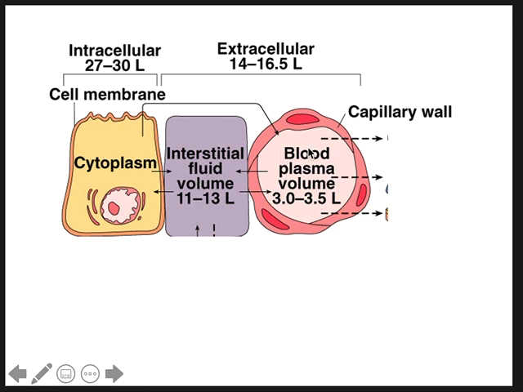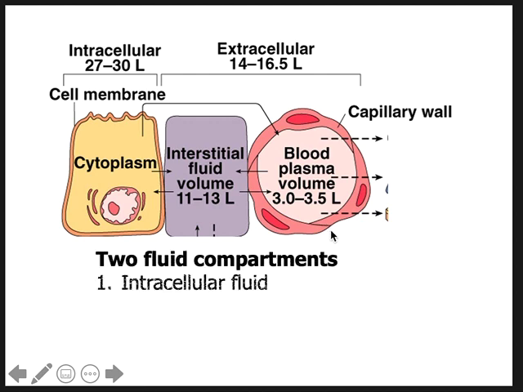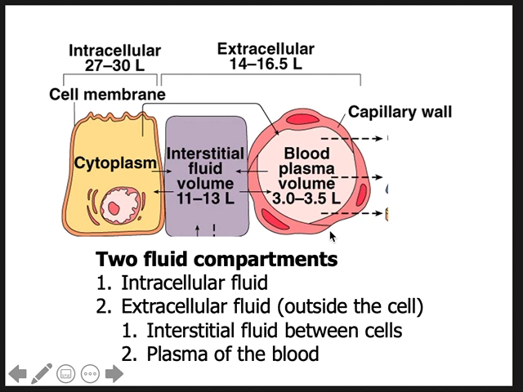And then inside the blood, or the other thing that's not shown here is the lymphatic system, which is a connection between interstitial and blood. But the total is here. So two fluid compartments: intracellular and extracellular. And extracellular consists of interstitial fluid between cells and plasma of the blood.